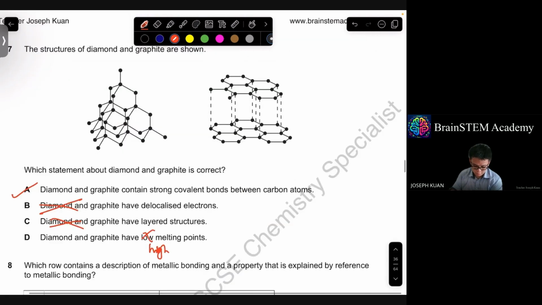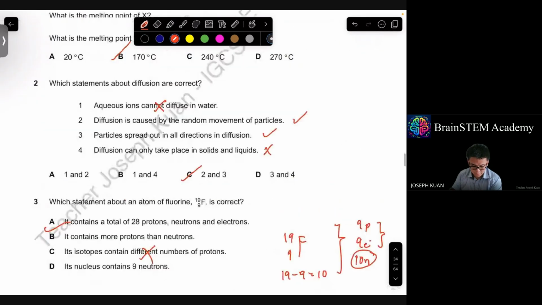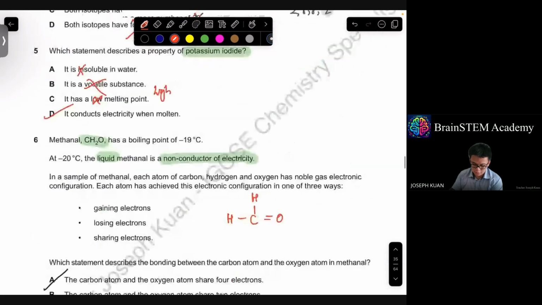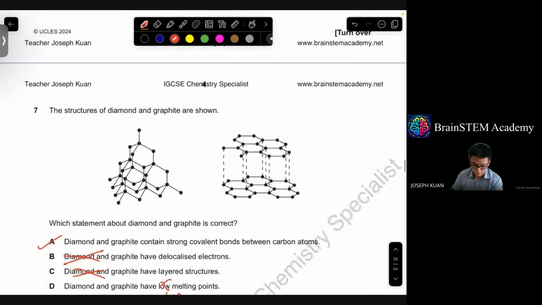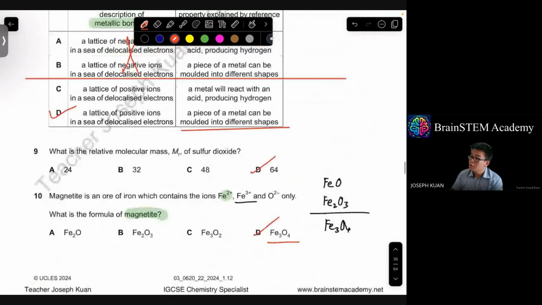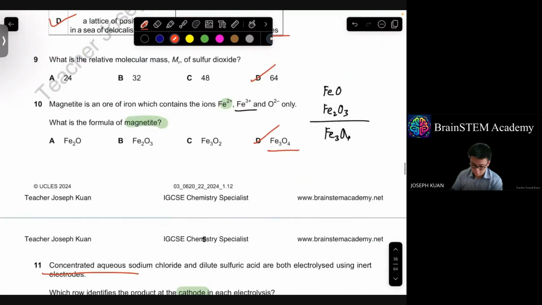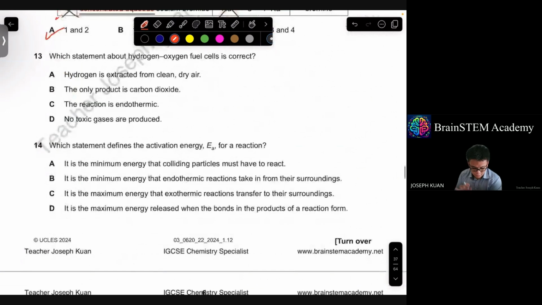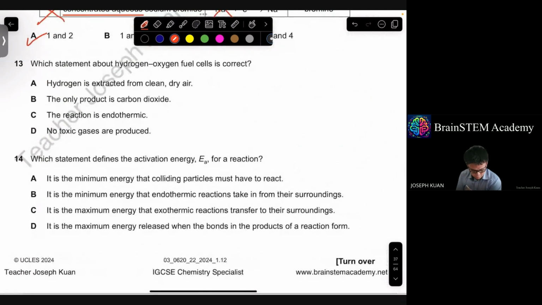Let me check everything. I think so far they are semi-correct. So B, C, A, B, D, A, B, D, D, B, A. Yeah, we have been correct so far. Okay, so apologies for the thing.